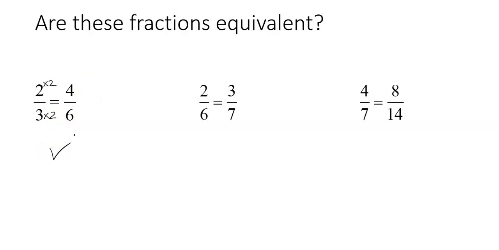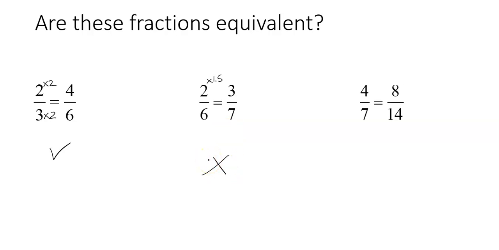In our middle example though, you can see that we're going from a numerator of 2 to 3. So we're actually multiplying by 1.5, multiplying by 1.5. 6 times 1.5 is 9. So this one is not equivalent.